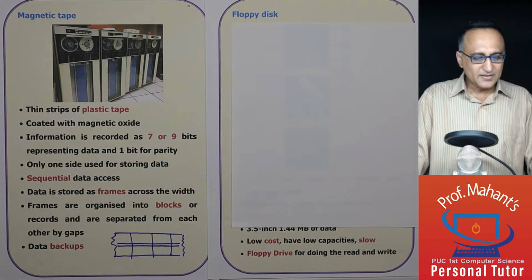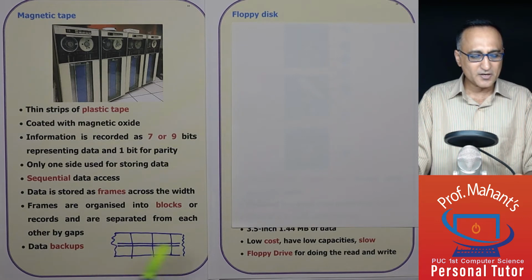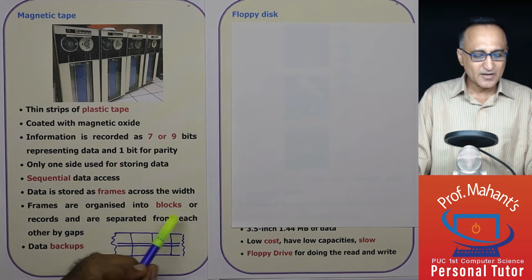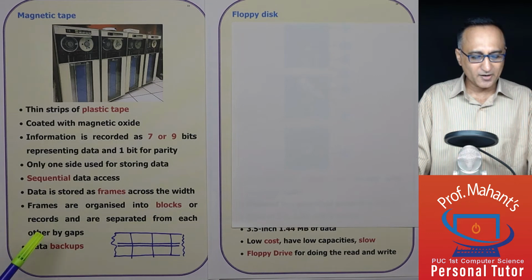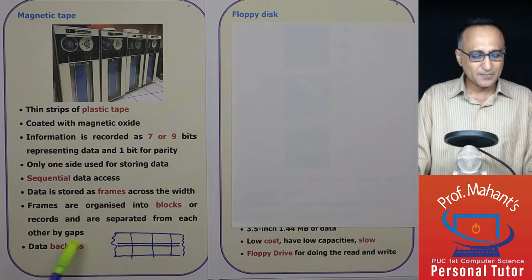Now data is stored as frames across the width. That is, this is one frame, second frame, third frame, fourth frame. Similarly, this is another frame. So this you can think of as a block of data. This is a block, this is a block, and these are all individual frames. Frames are organized into blocks or records. This block is also known as a record, and there's a small gap separating each of these frames and blocks.